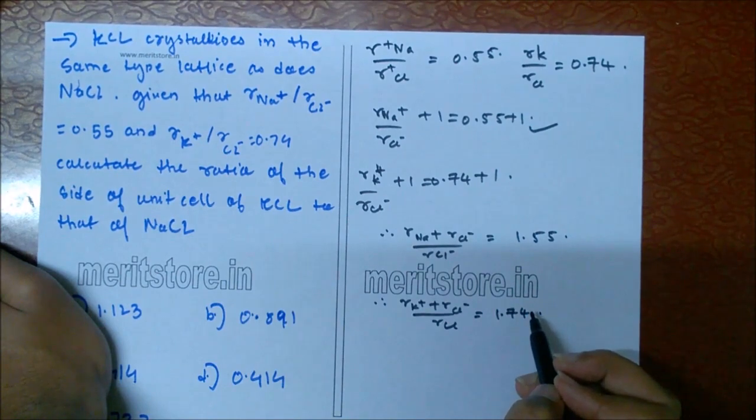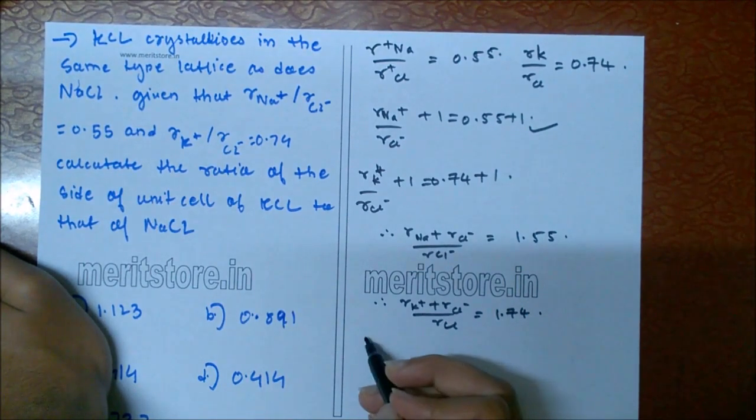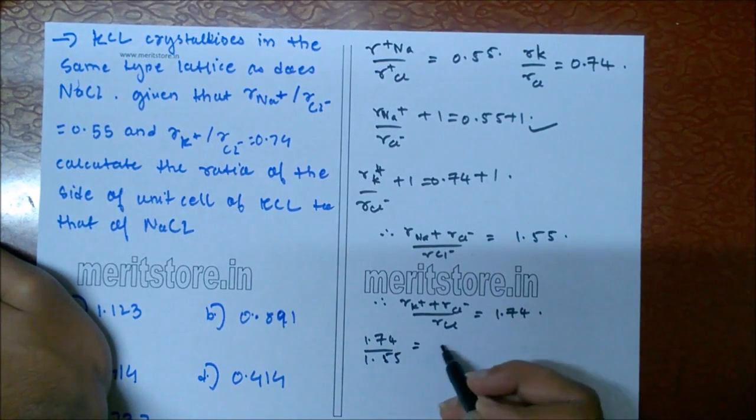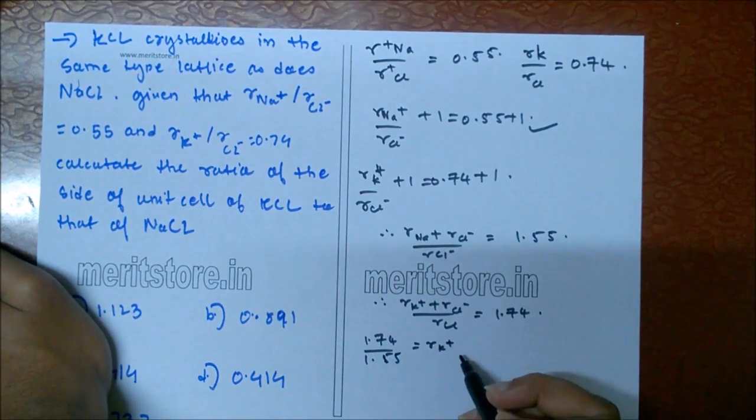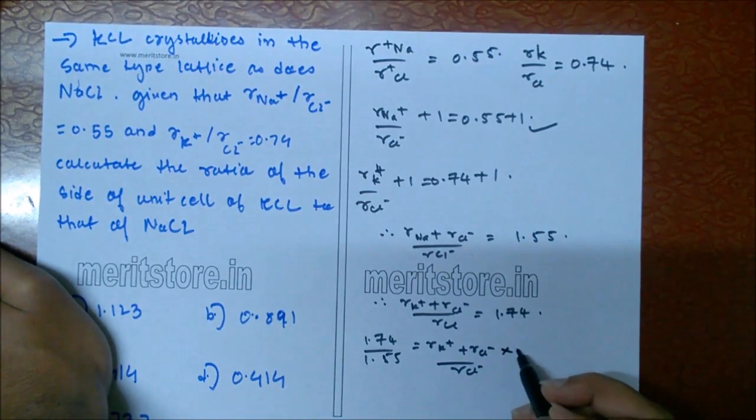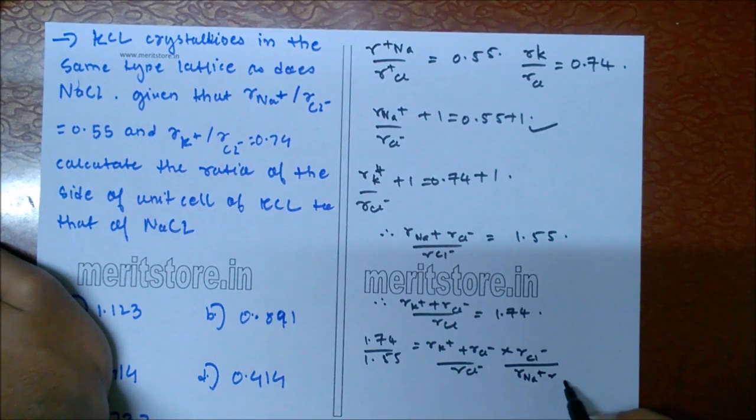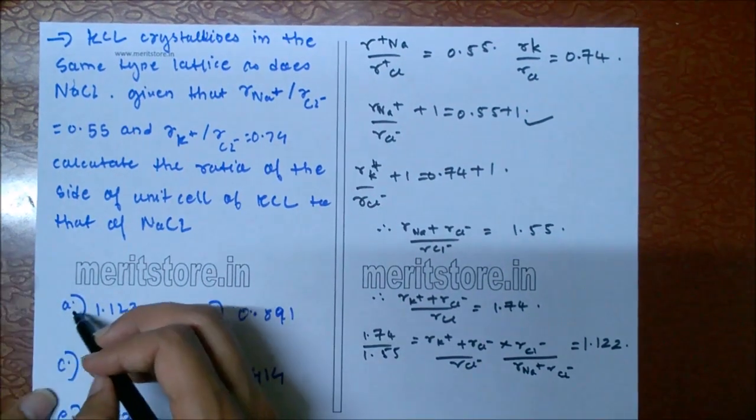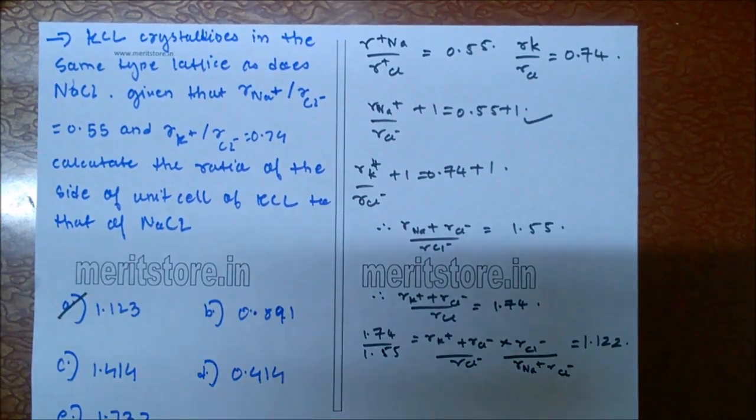Now the edge length ratio of NaCl and KCl is 1.74 upon 1.55, which is equal to (RK+ + RCl-) divided by (RNa+ + RCl-), which is equal to 1.122. Option A is the nearest option and the correct answer.